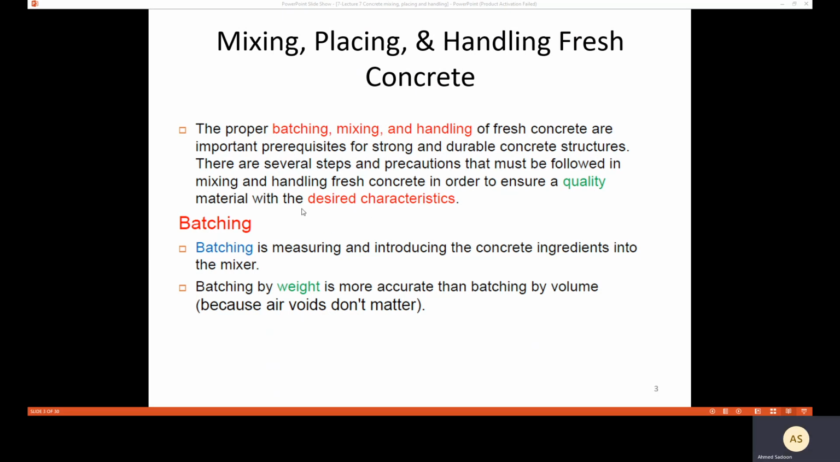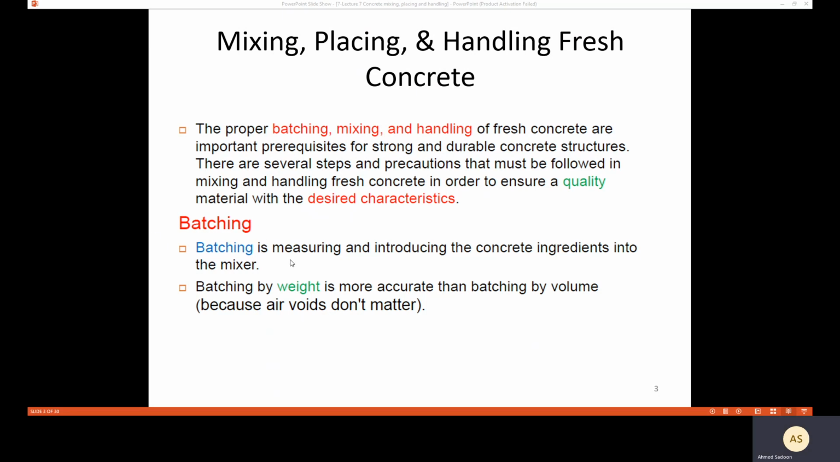We design the concrete in order to get desired characteristics. And in order to get these desired characteristics, we should follow the precautions regarding the mixing and handling of the fresh concrete. The first process is batching.